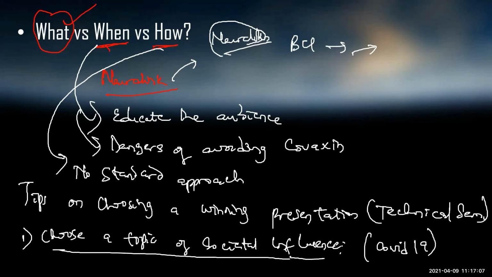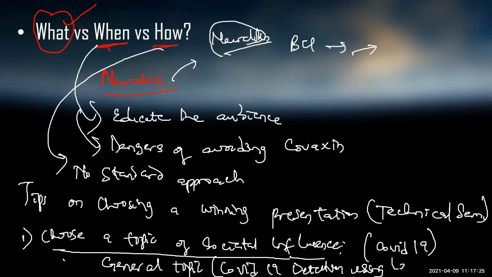When you choose a topic of societal influence, that topic should not be generic. We don't want a general topic. Example, COVID-19 detection using machine learning. This is generic, right? And you're going to be bombarded with lots and lots of research papers out there, so there is nothing novel in this. Instead, we might narrow this down and look at the effects and implications of COVID-19 on third world economies, something like that.